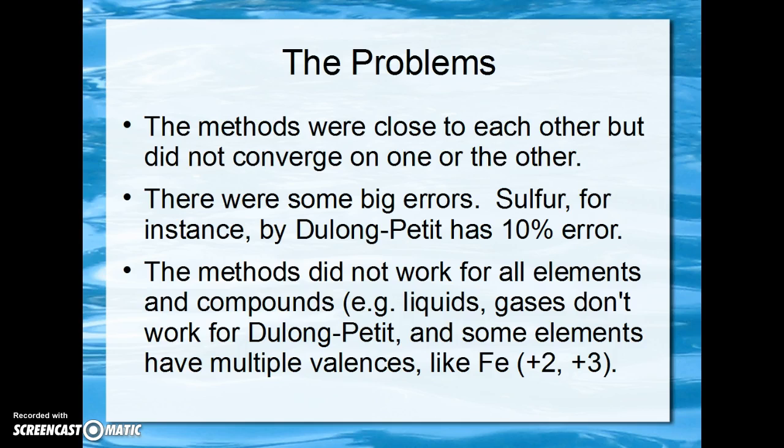Moreover, Dulong and Petit could not figure out an atomic mass for liquids and gases. And some elements, of course, we know have multiple valences, like iron has a +2 and a +3. So how do you solve this problem of non-convergence of the methods? Well, they called a conference.